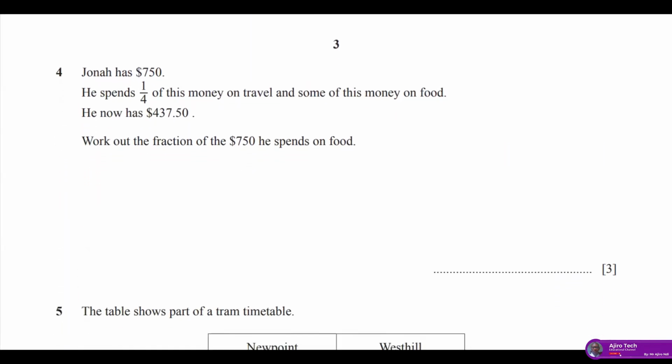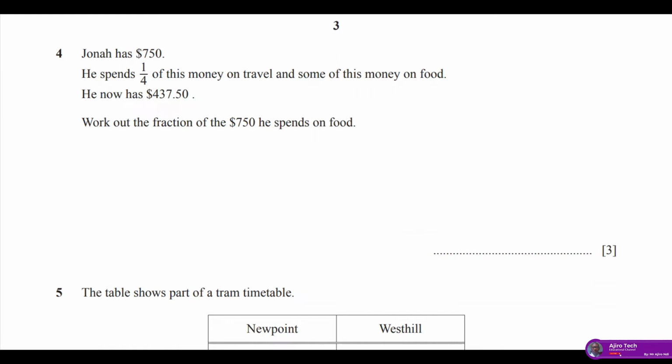Now the next question, number 4. Jonah has $750. He spent a quarter of this money on travel and some of this money on food. He now has 437.5. What fraction did he spend on food? Now on travel, he spent 1/4 times 750. If you calculate this, you're going to get 750 divided by 4, and that is 187.5.